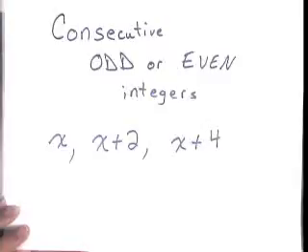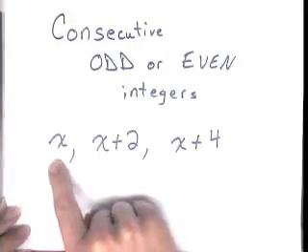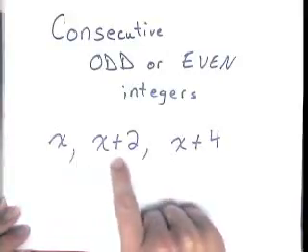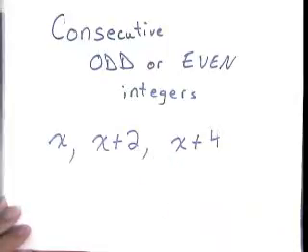We're still working with consecutive odd or even integers. A list of 3 shown algebraically would be x for the first one, x plus 2 for the second one, and x plus 4 for the third one. Whether the problem said consecutive odd or consecutive even, this is the way to set them up using algebra.